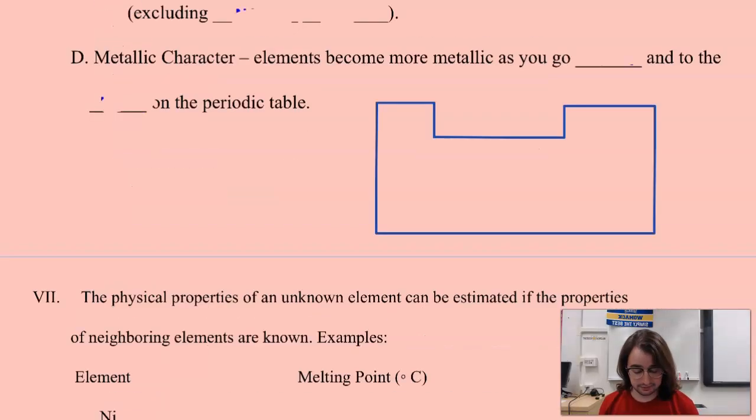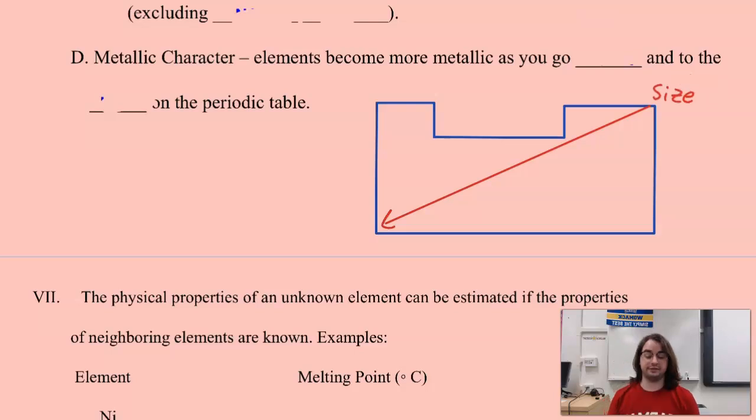It might help you. Take an arrow or something and draw it down and to the left. And I'm going to label that arrow size. So atomic size goes down and to the left. You get larger. Okay, let's keep going.